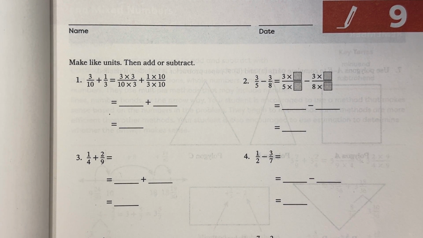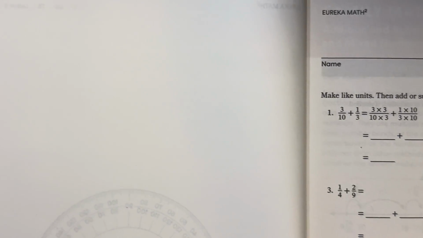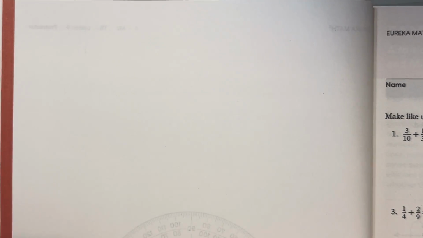Today we are on lesson 9. We purposely skipped lesson 8. So we're on lesson 9, which is on page 61. And we're going to continue adding and subtracting fractions. But before we start, we're going to actually write our steps again. And I know we've written them, but we're going to continue to write them a couple of times.